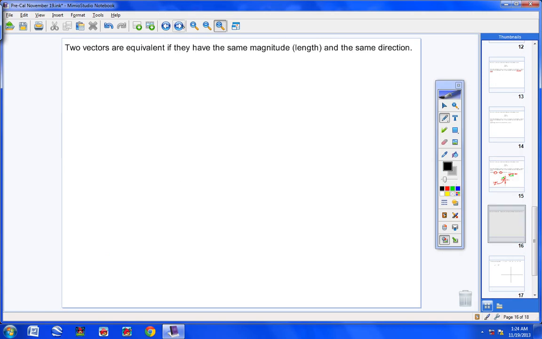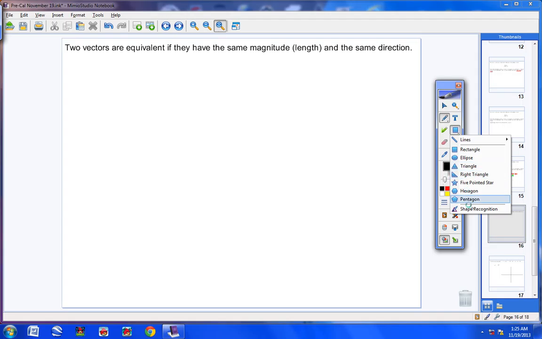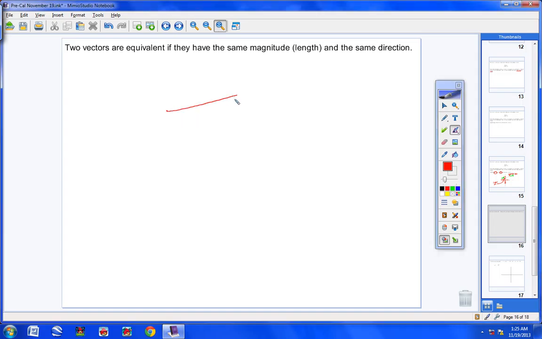Okay? For example, let me draw some stuff here for you. I would definitely write this sentence in your notes. That's really, really important. And here's what I mean. If I have a vector that looks like that, and one that looks like that. Now, it doesn't look like they're totally going in the same direction, but they really are. There we go. And let's say they both had a length of 5. Then we would say those two vectors are equivalent. Look, as long as they're going in the same direction and they have the same length, then they're equivalent.